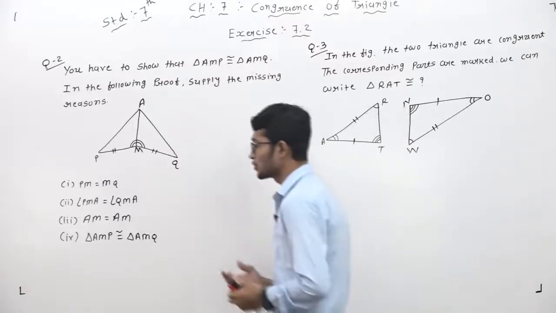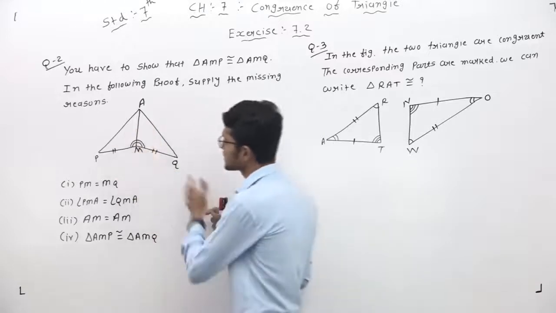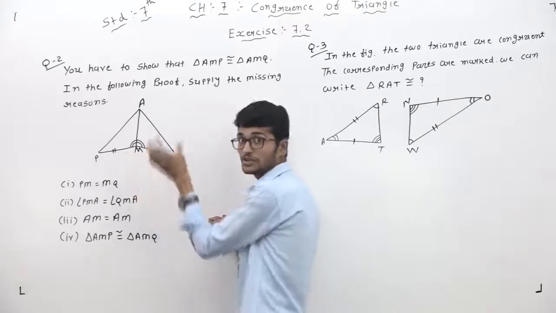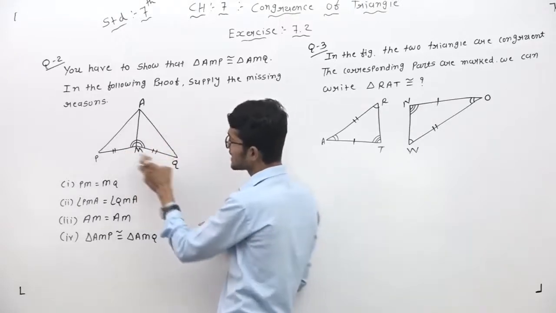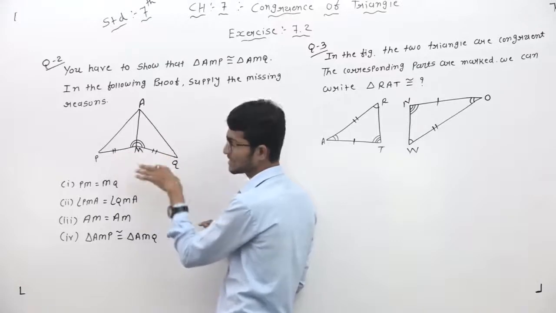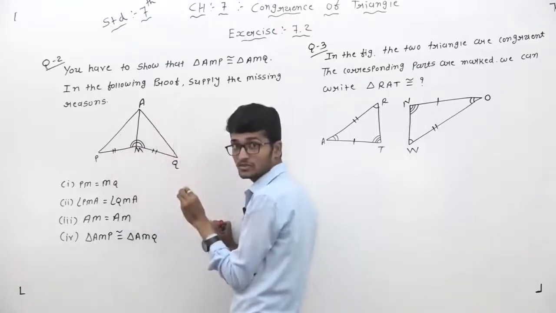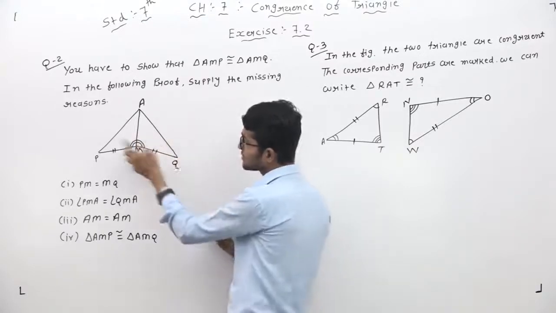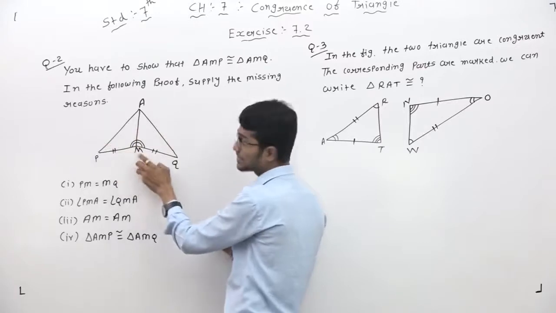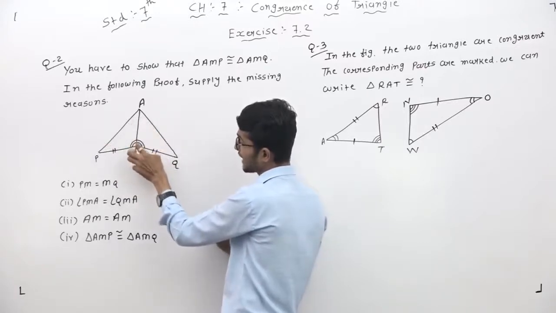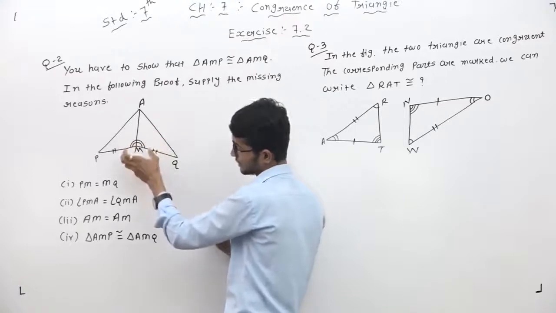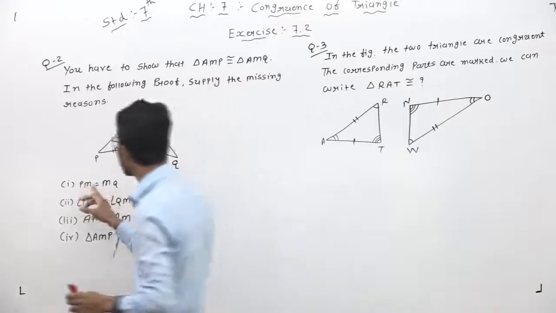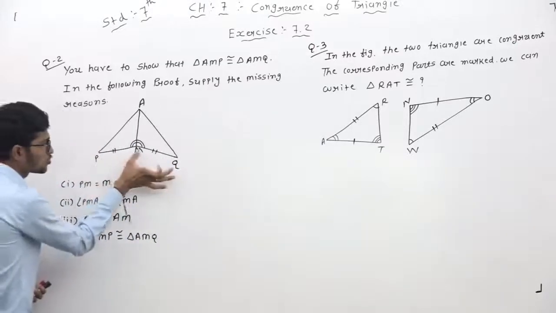So let's start first of all. Here is the given. It means these two sides are same, given in the question. This side and this side, these two sides are same. Same for this angle of both the triangles, they are the same. Angle M in triangle AMP and angle M in AMQ, this angle is included in both the triangles. So let's start with the first one: PM is equal to MQ. This one and this one both are same.